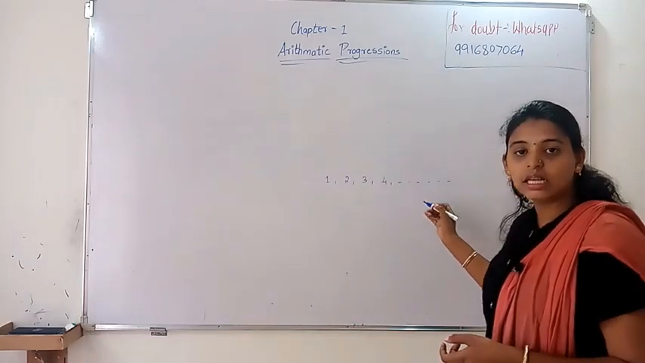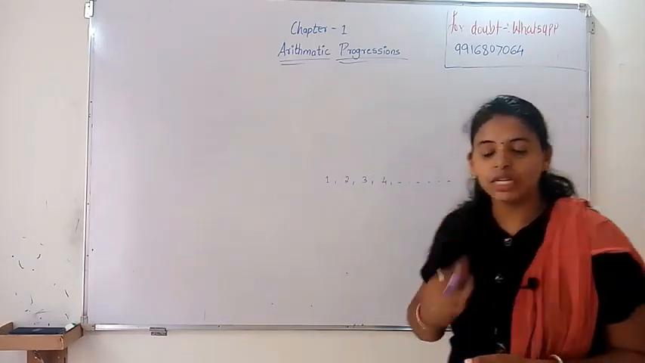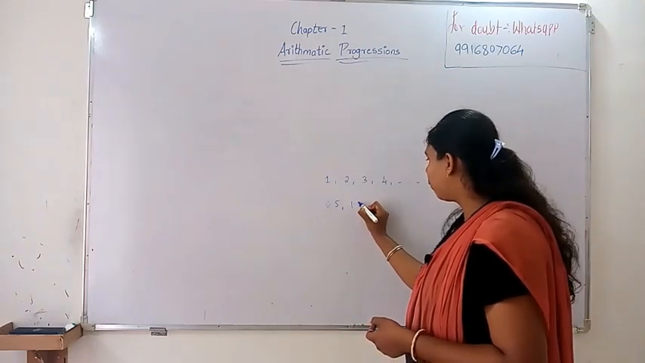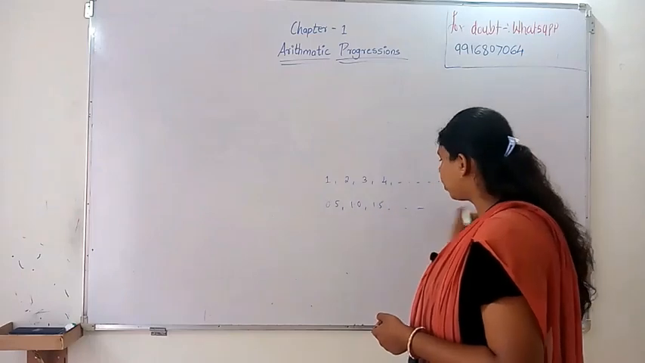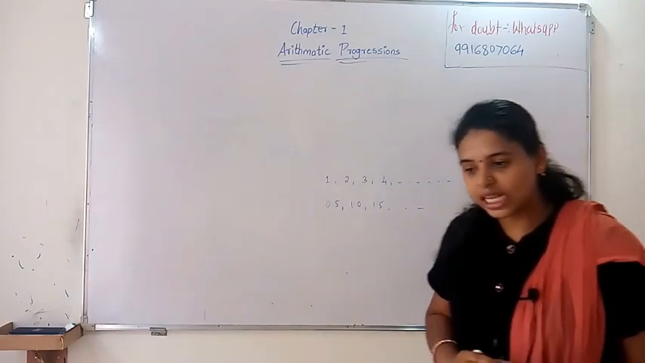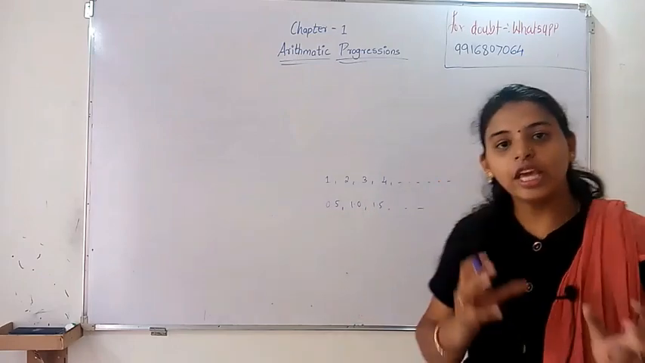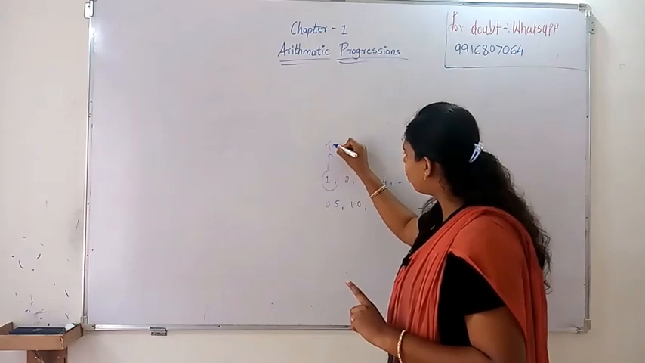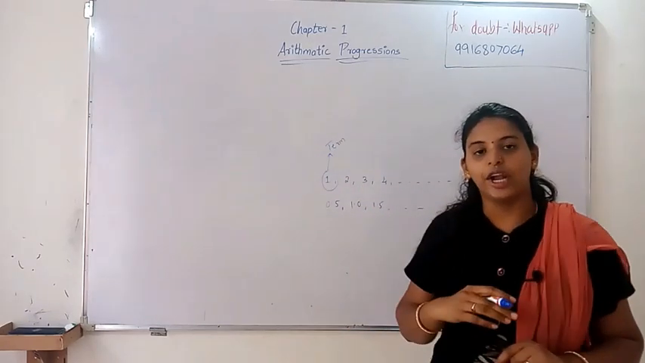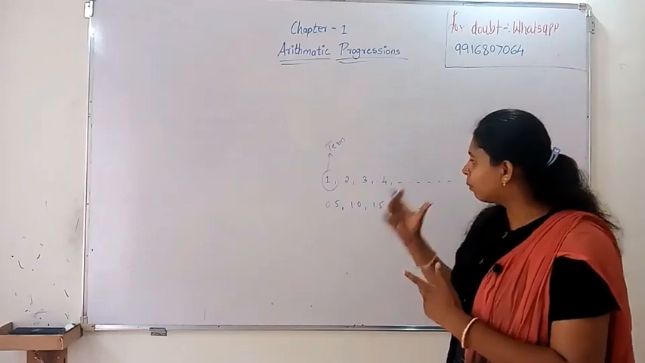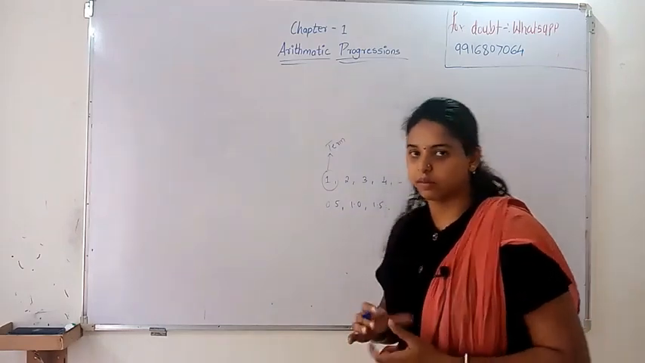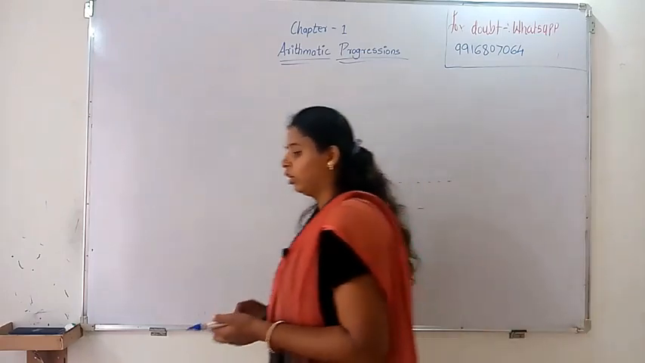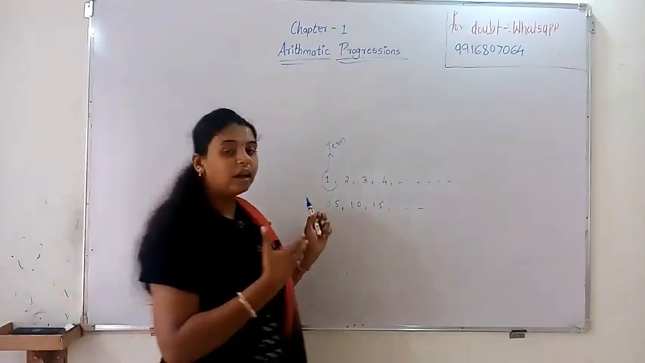One more thing. In a sequence, whichever sequence you take, you can take like 0.5, 1.0, 1.5, like that. You can take any sequence. In that sequence each number is nothing but a term. So each number is called a term. The numbers of the sequence are called terms. Now you have understood what we mean by term.